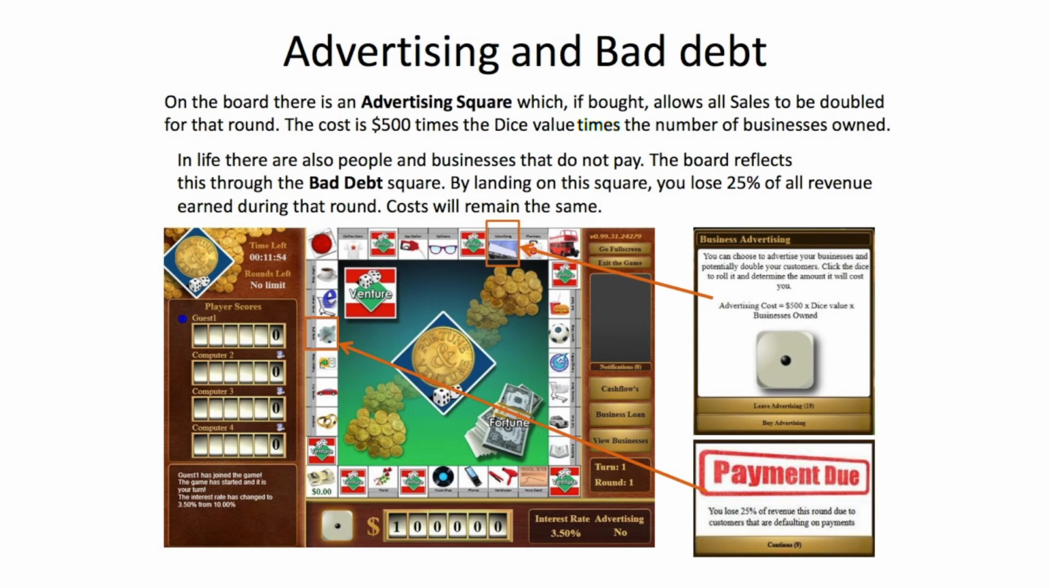Advertising and bad debt. On the board, there is an advertising square which, if bought, allows all sales to be doubled for that round. The cost is $500 times the dice value times the number of businesses owned. In life, there are also people and businesses that do not pay. The board reflects this through the bad debt square. By landing on this square, you lose 25% of all revenue earned during that round. Cost will remain the same.